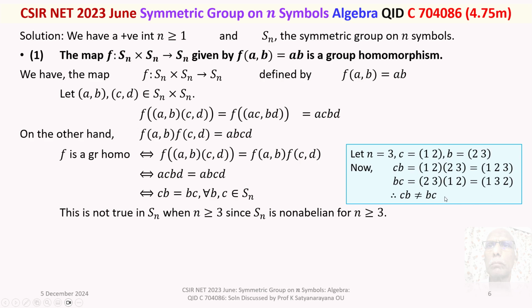These two are not equal. So this is a counter example. So what we have provided, therefore, is that this is not true in general. So thus f is not a group homomorphism. So option 1 is not true. Agreed.